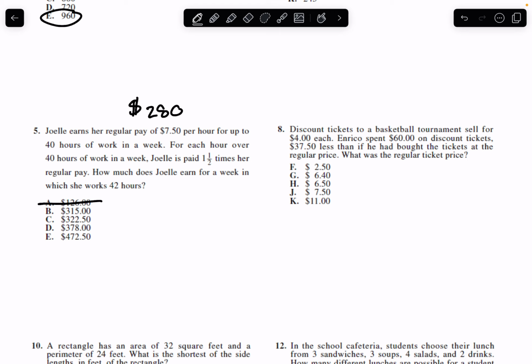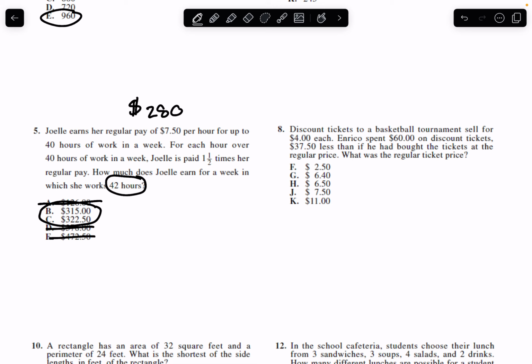This one, you could probably eliminate the big one too. She's only working 2 extra hours. She's only working 42 hours instead of 40 hours. So the 472 is probably way too big. The 378 is probably way too big. The other 2 are reasonable answers. So now you're only having to figure out between 2 instead of 5 answers.